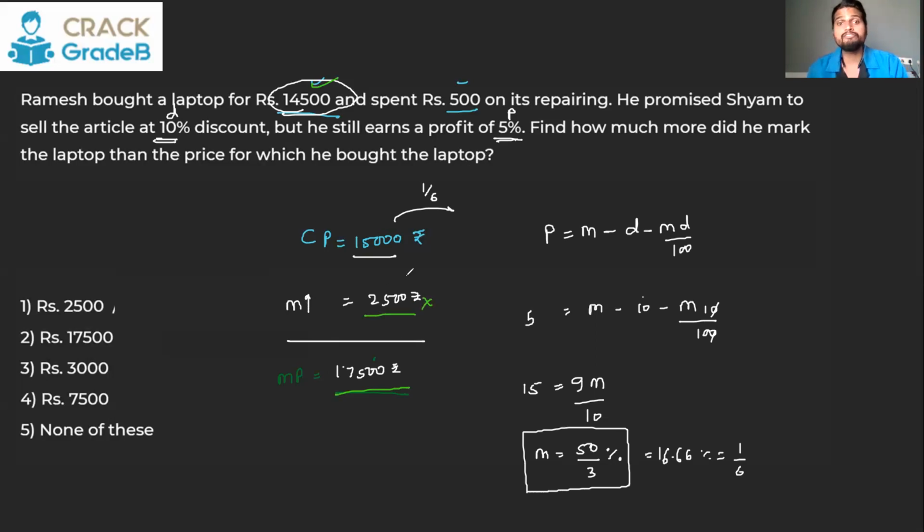If you answer 2,500, that will be wrong because he did not buy it for 15,000. He bought it for 14,500. So as compared to this price, how much more is being asked. So it is 3,000 more. So the answer is going to be 3,000. They are not asking you the markup value. They are basically asking the difference between this and this. Okay. Let's see one more.